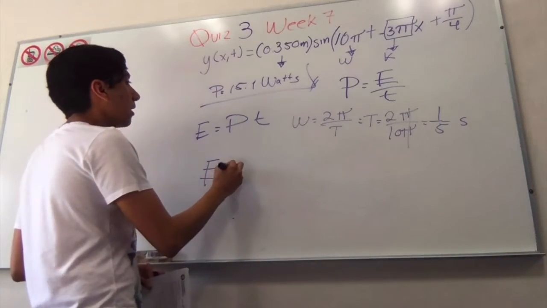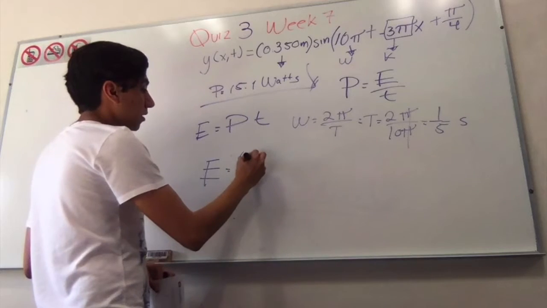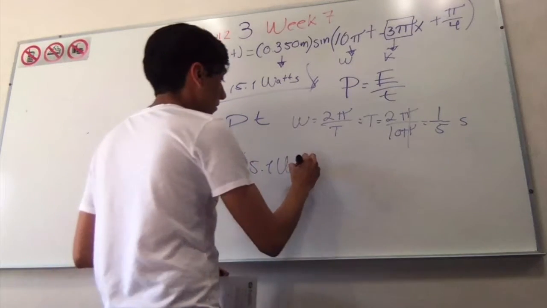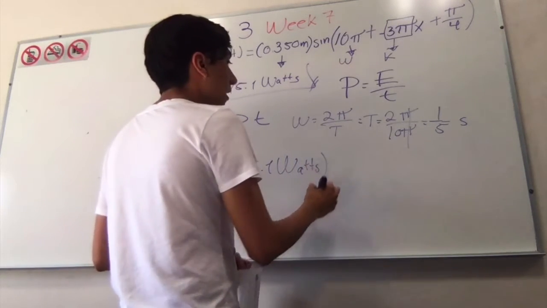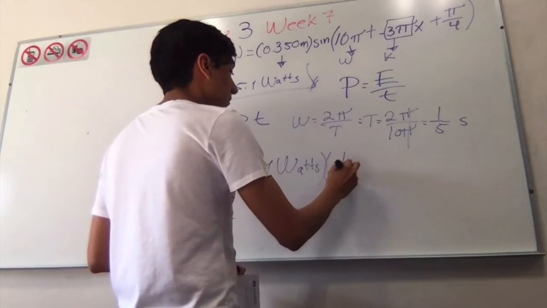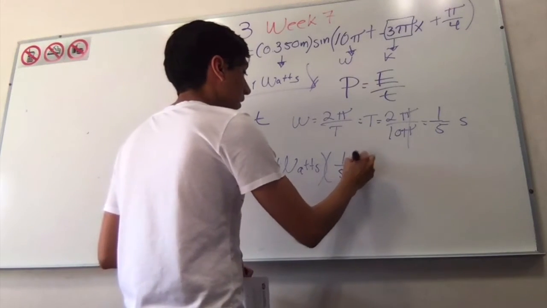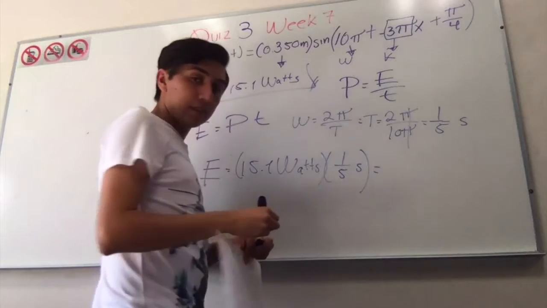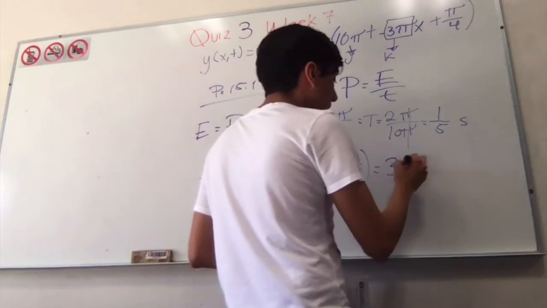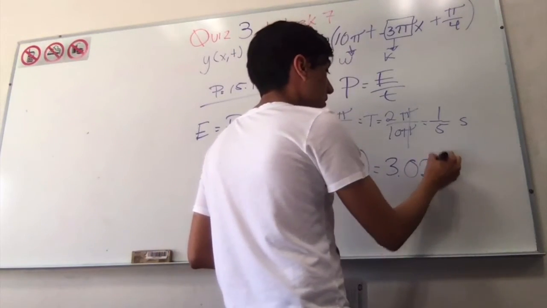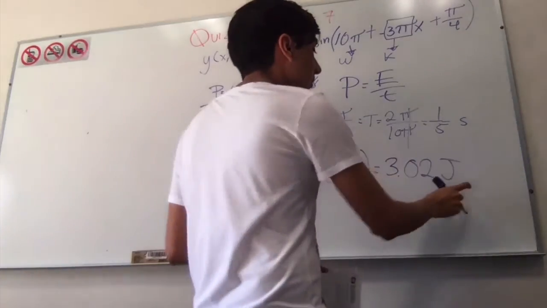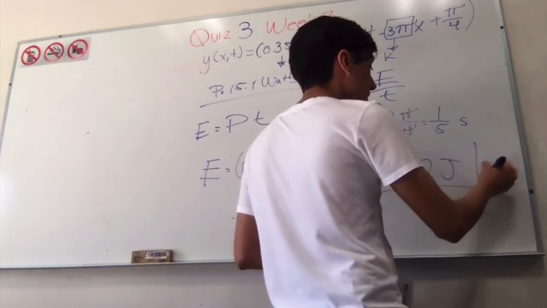And we just substitute here. Energy is equal to 15.1 watts times 1/5 second, and this is equal to 3.02, and the energy is determined in joules. So this is our result.